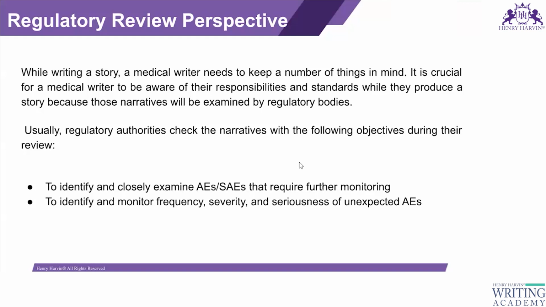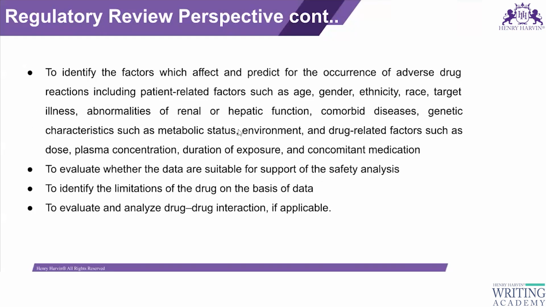Understood? Is it clear? The other objective of the regulatory authority is to identify the factors which affect and predict the occurrence of adverse drug reactions, including patient-related factors such as age, gender, ethnicity, race, target illness, abnormalities of renal or hepatic function, comorbid diseases, genetic characteristics such as metabolic status, environment, and drug-related factors such as dose, plasma concentration, duration of exposure, and concomitant medication.